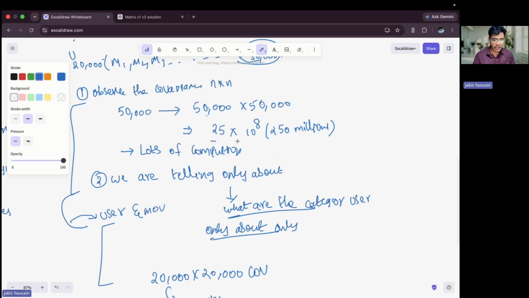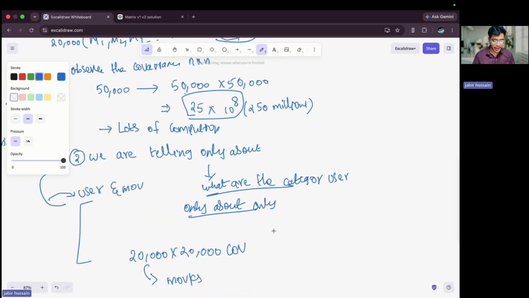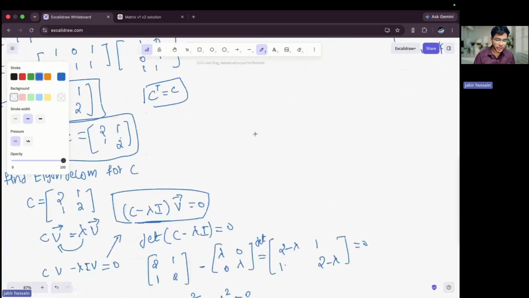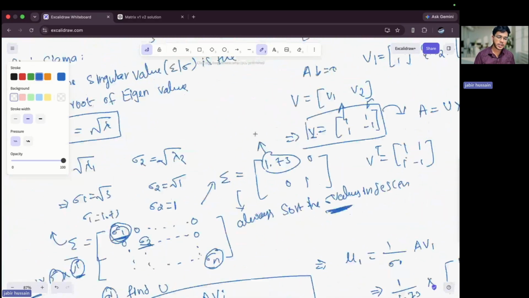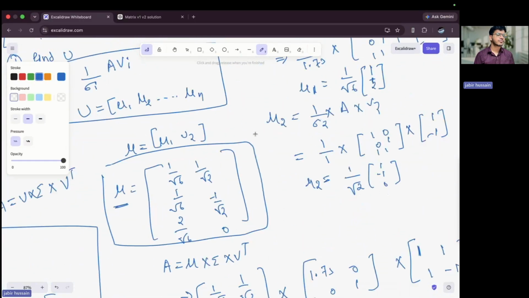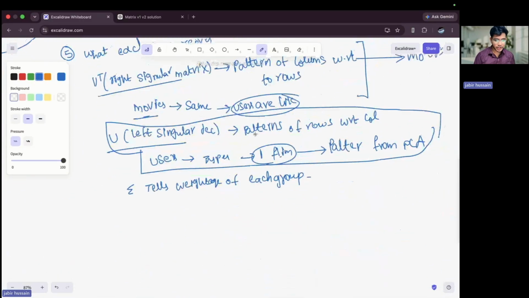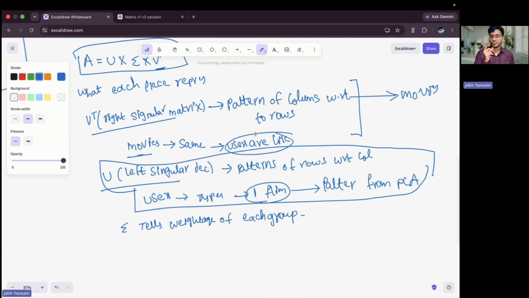So 25 into 10 to the power of 8 computations and 4 into 10 to the power of 8 computations. This many computations I have to do in PCA to calculate the two sides of the coin. But in SVD, with one single implementation and very minimum computations, you can tell the pattern right away, the two sides of the coin right away: about movies with respect to users, about users with respect to movies, and the importance of each pattern.